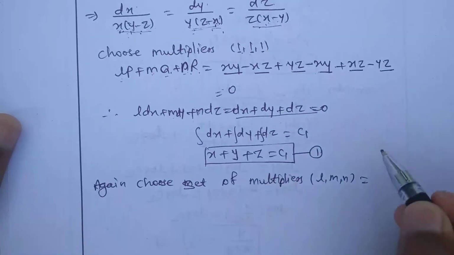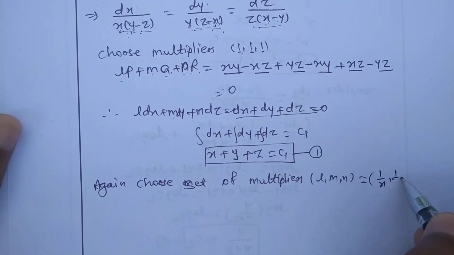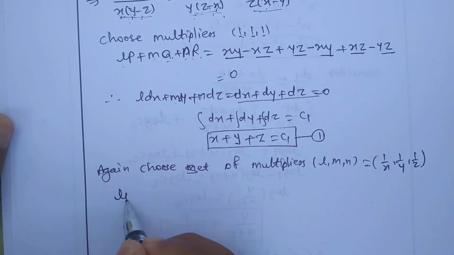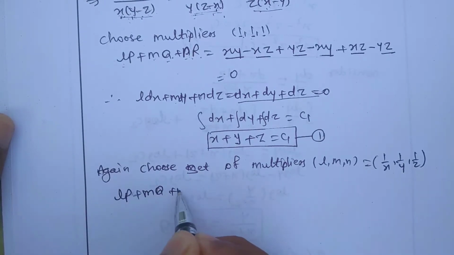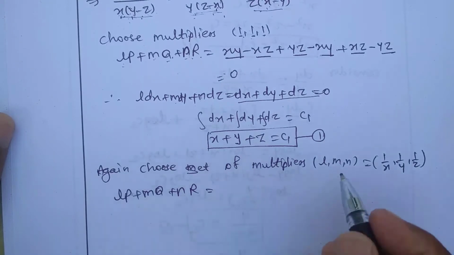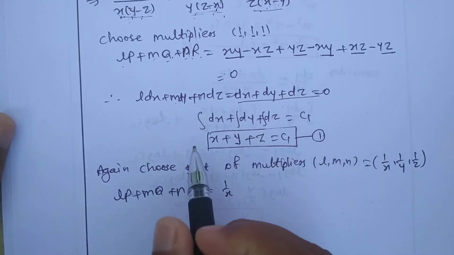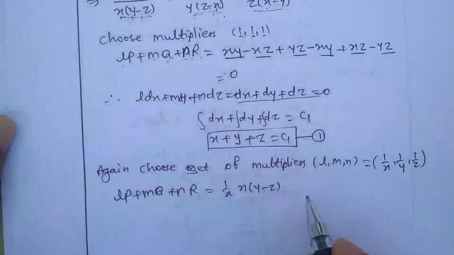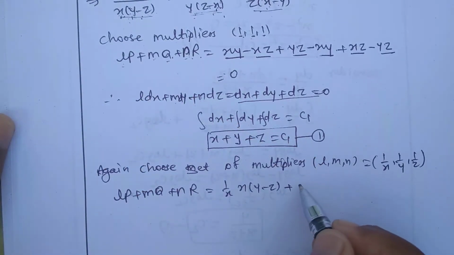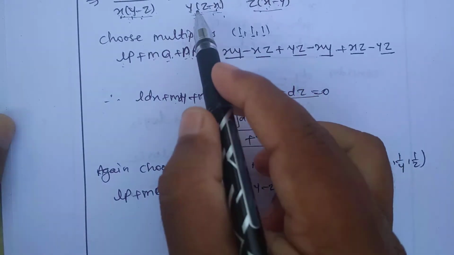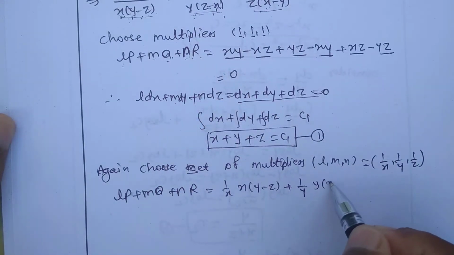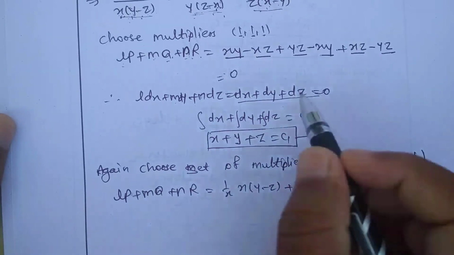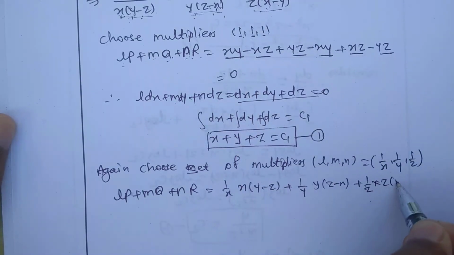So if you choose the multipliers as 1 upon x, 1 upon y, 1 upon z, see what happens. What is the value of LP plus MQ plus NR? You will get L. Value of L is 1 upon x, into P. It is x into y minus z. Here P. Plus MQ. Value of M is 1 upon y, into Q is y into z minus x. Plus NR. N is 1 upon z, into R is z into x minus y.